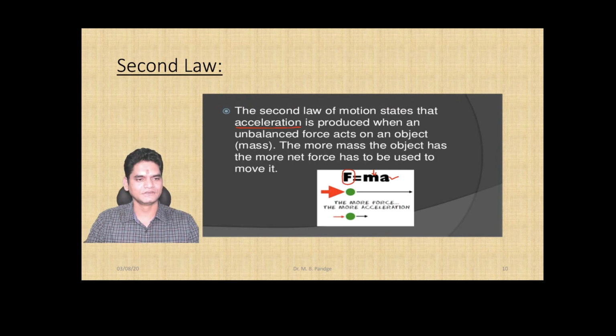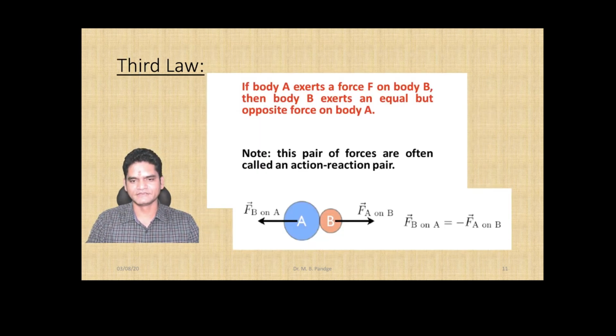So let's go towards the third law. This is Newton's third law. If body A exerts a force F on body B, then body B also exerts an equal but opposite force on body A. If A exerts some force on B, then at the same time B also exerts some force on A. These things can be written in mathematical form.